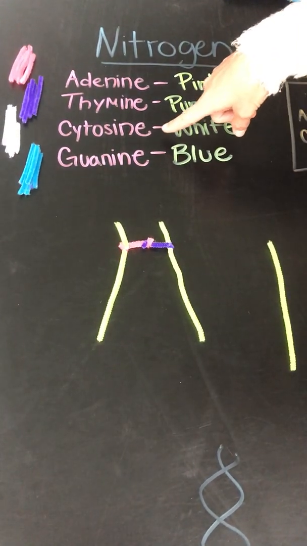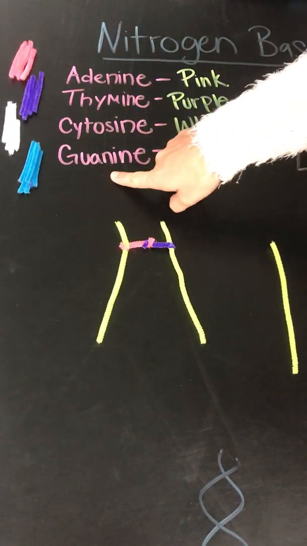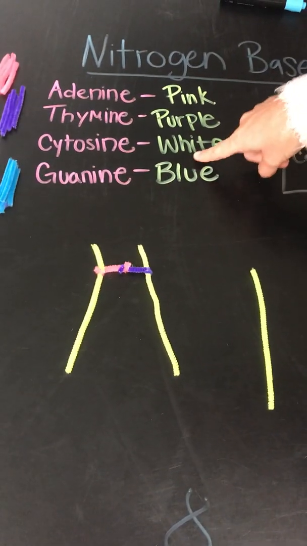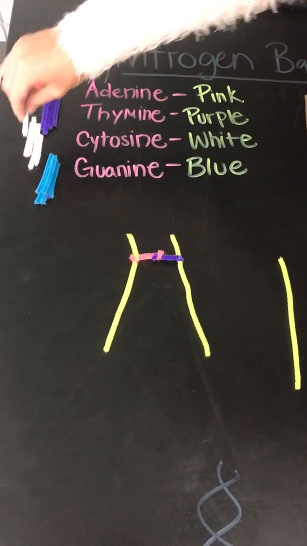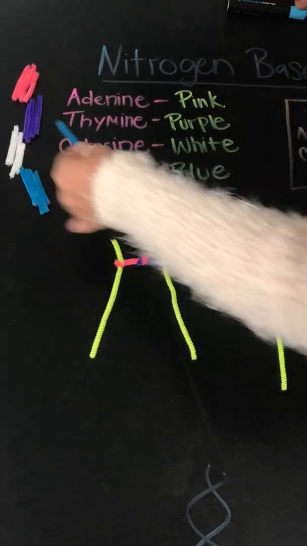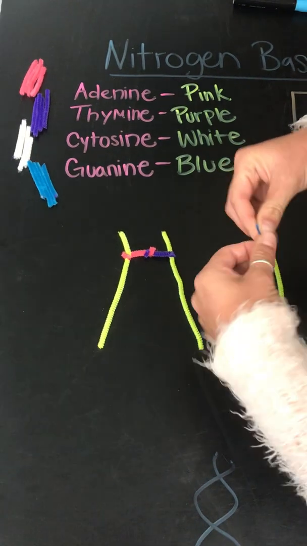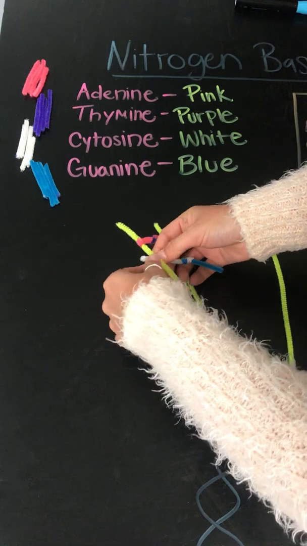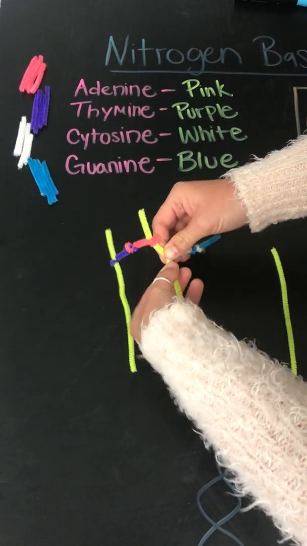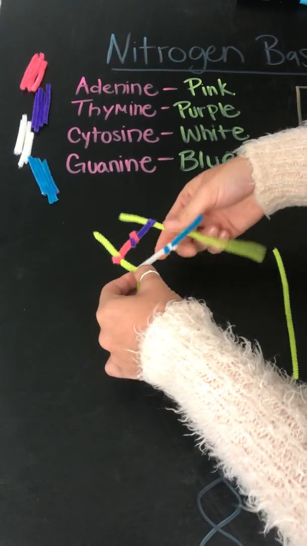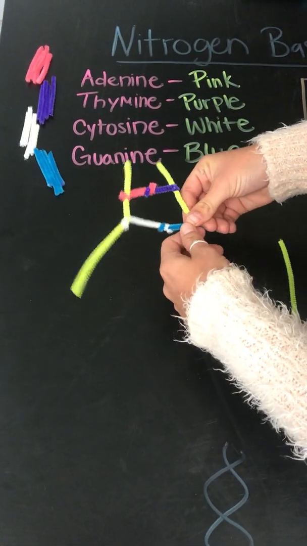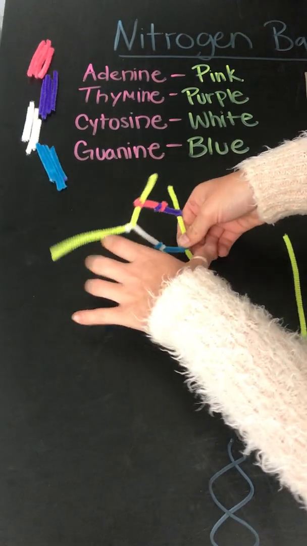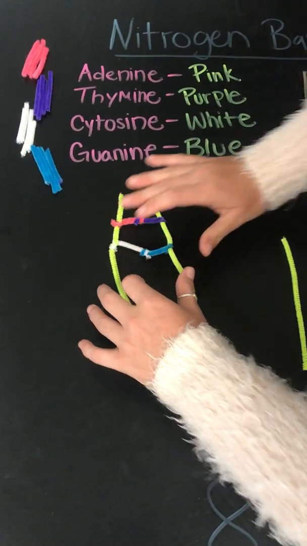Next, we'll try cytosine, and that has to pair with guanine. Remember, car, garage. We'll find a white and a blue to represent our cytosine and our guanine. Put them together onto the DNA strand, and you've got your little ladder look forming.